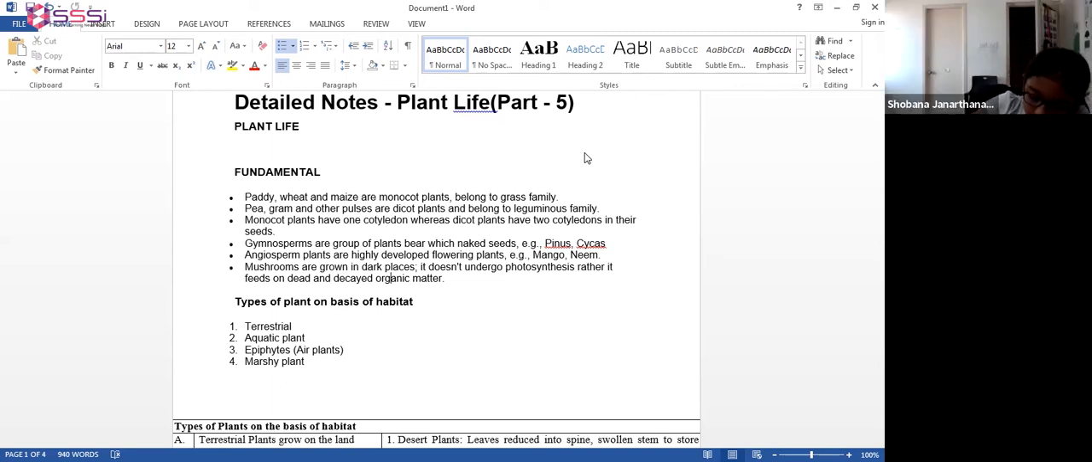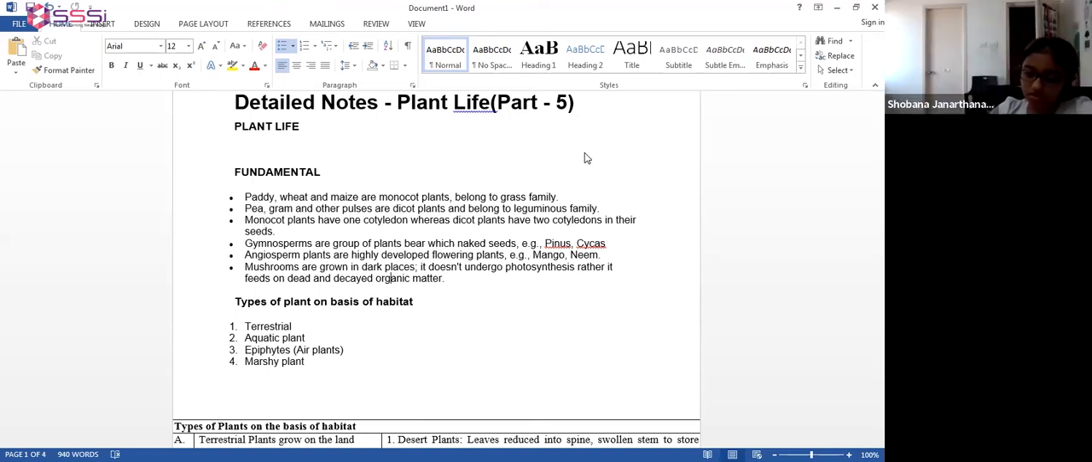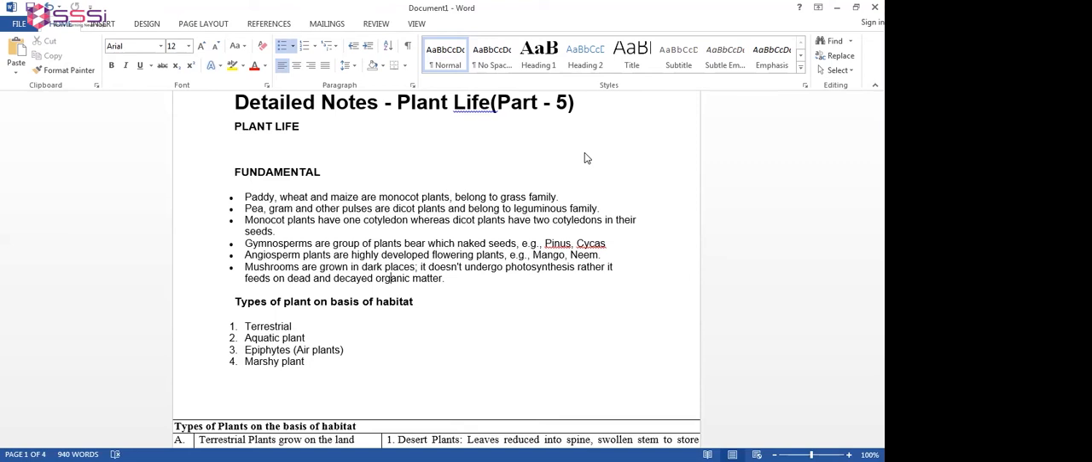Then regarding gymnosperms, gymnosperms are a group of plants that bear naked seeds, right? Gymnosperms, naked seed, and angiosperms, enclosed seeds. Should I move further? Yes, ma'am. So mushrooms are grown in dark places. It doesn't undergo photosynthesis, right? We have studied this. Rather, it feeds on dead and decayed organic matter. Mushroom is an exception.